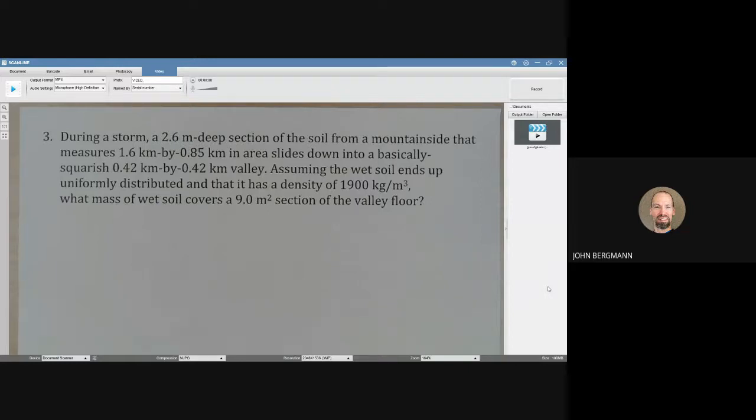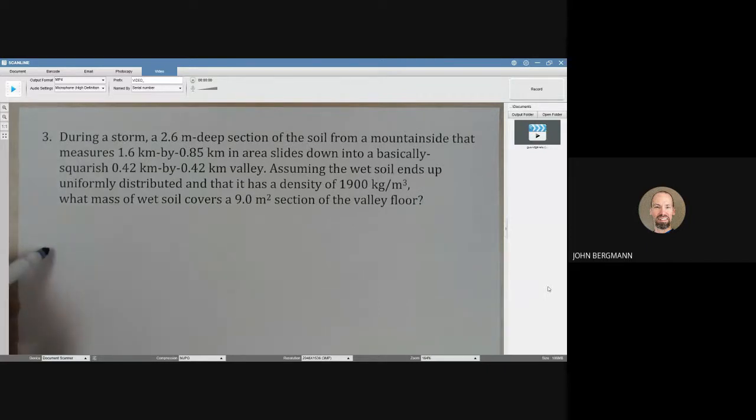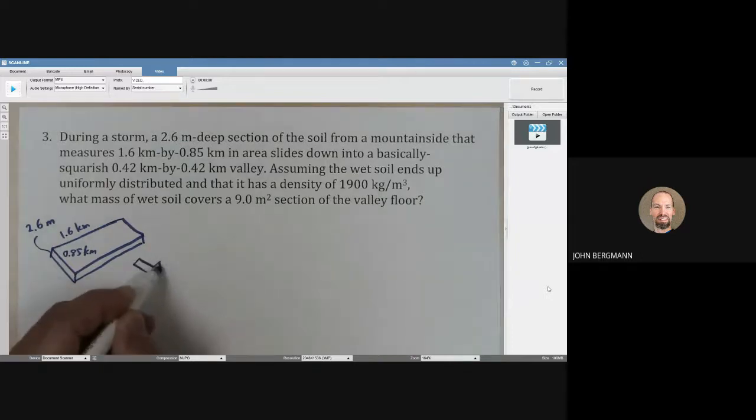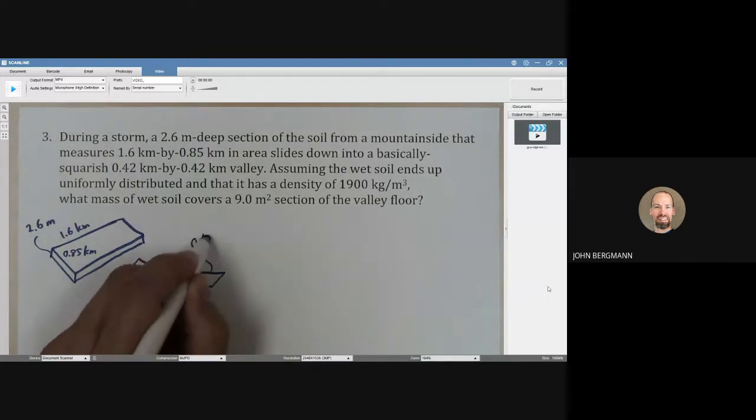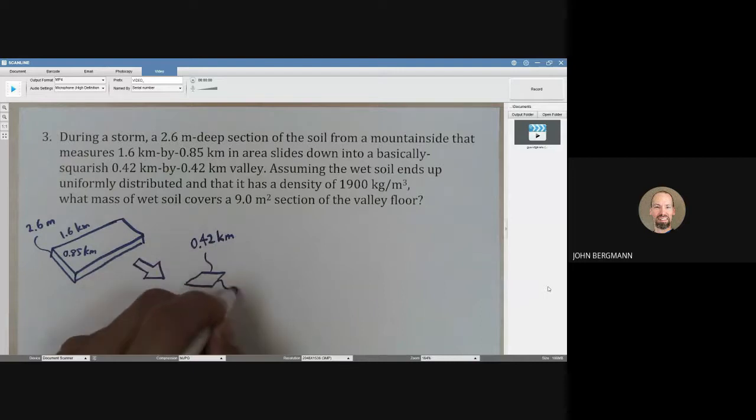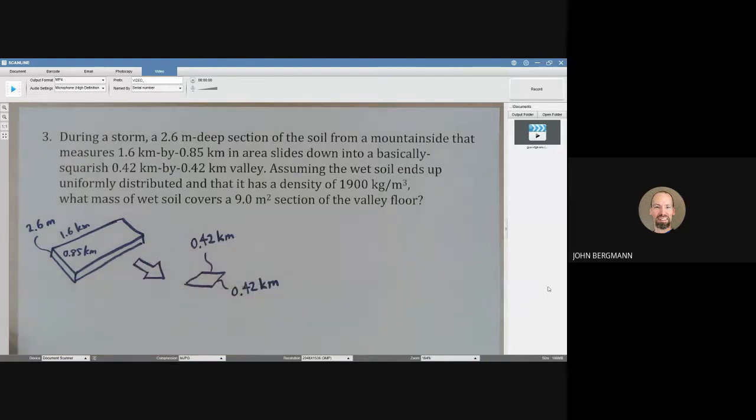Feel free to stop this video and try it on your own if you wish, but here's how we do this. We've got soil on a mountainside, and it measures 0.85 kilometers by about 1.6 kilometers, and it's 2.6 meters deep. Obviously, this is not to scale. And this slides down the mountain, and it slides into a valley that is basically a square. This is a 0.42 kilometer by 0.42 kilometer square.